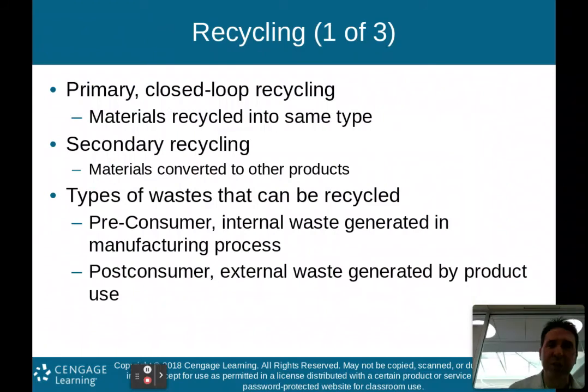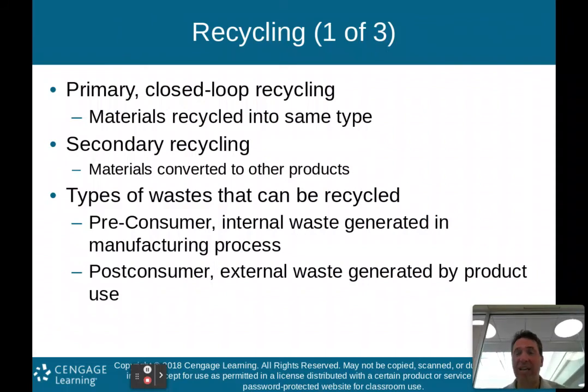All right, let's talk a little bit more about recycling. All right, one of the 4 R's. What is recycling? Well, there are a couple of different types. The first one is called primary or closed loop recycling, and that's when materials are recycled into the same type. So for instance, you put that paper in the bins here at Ardsley High School. The paper gets recycled and creates more paper, all right? So that would be primary or closed loop recycling.